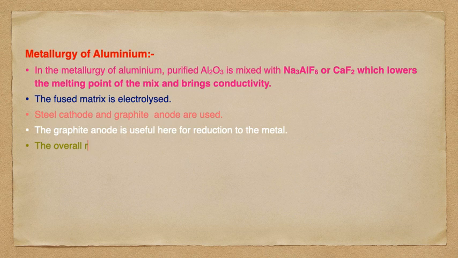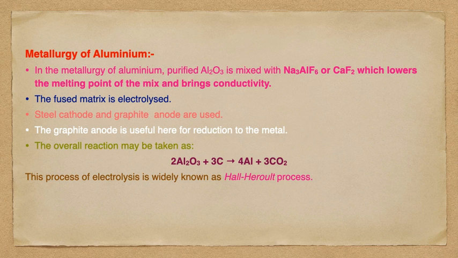Now, metallurgy of aluminium, very important. In the metallurgy of aluminium, purified Al2O3 is mixed with Na3AlF6 or CaF2, which lowers the melting point of the mix and brings conductivity. This is a question of NCERT: why are Na3AlF6 or CaF2 added to Al2O3? The answer is to decrease the melting point and to increase the electrical conductivity.